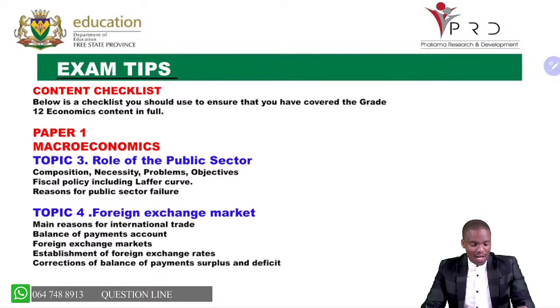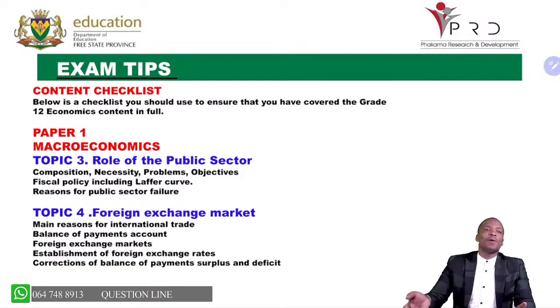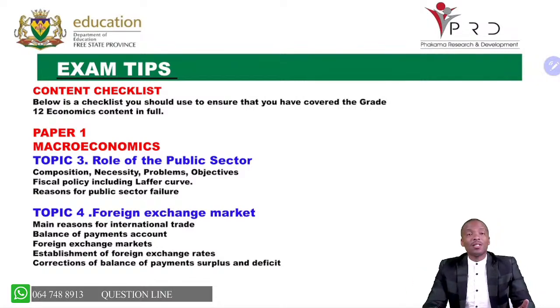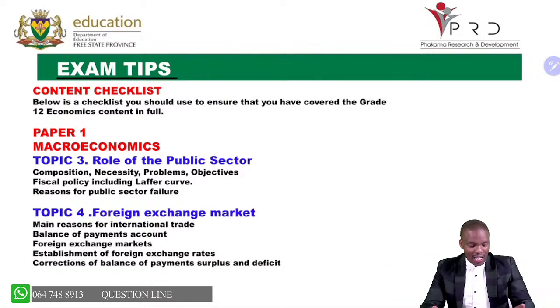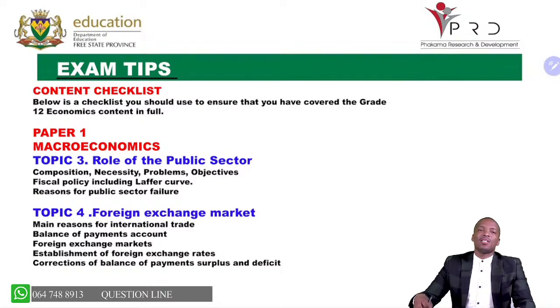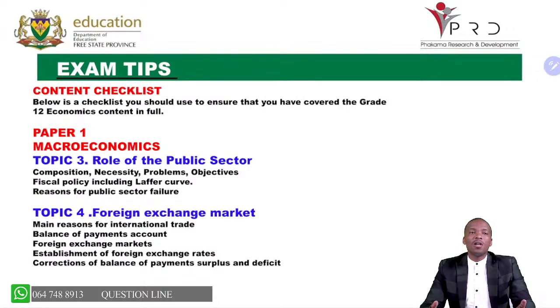Topic 4 is what we call the foreign exchange market. The first starting point is our essay where we discuss the reasons for international trade, both supply reasons as well as demand reasons for international trade. And the balance of payments account, the one that is divided into 3 sub-accounts: the current account, the capital transfer account, the financial account. Okay, then the foreign exchange market, where currencies of different countries are exchanged or traded, which makes it possible for imports and exports to take place.